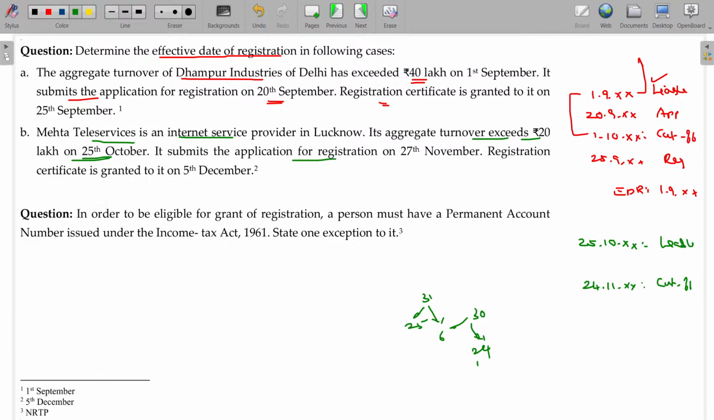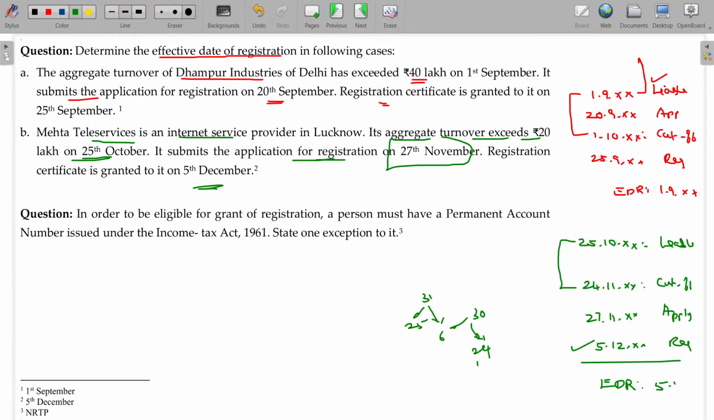Now, it submits the application on 27th November, so the application is after the cutoff date. Now, date of granting of the registration being 5th December. Now, what about the effective date of registration? 5th December will be the effective date of registration. Clear?